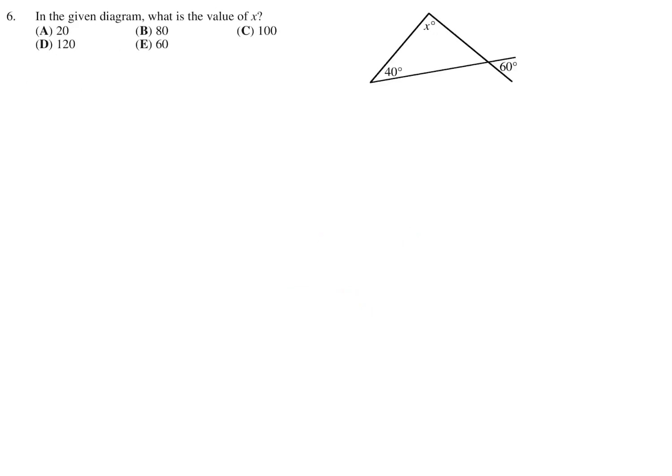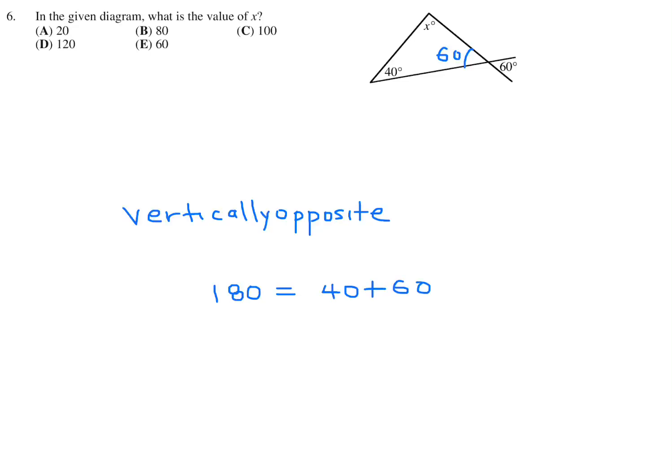In the diagram, what is the value of x? All right. Well, this angle is vertically opposite 60. And because it is vertically opposite, it will be the same. So this angle here is 60 also. And then you can use the sum of the angles is equal to 180 rule to calculate for x. So 40 plus 60 plus x is 180, and therefore x is equal to 80. So the answer for number 6 is B.